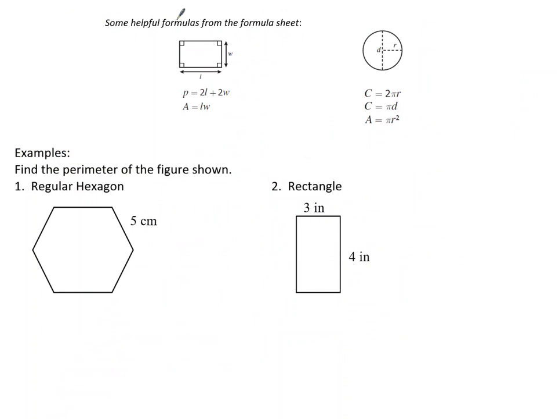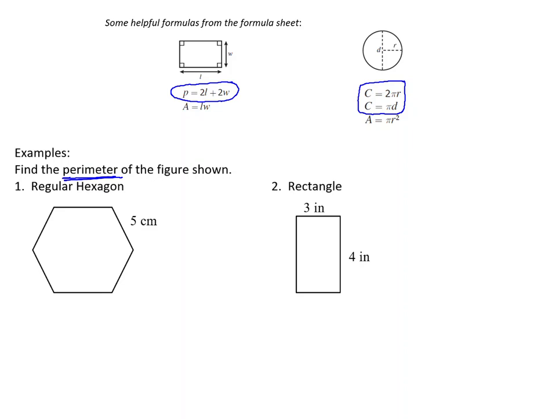Some helpful formulas from the formula sheet are these that we see here. Notice the P for perimeter in that formula and the C for circumference in those formulas. Let's take a look at some examples. Find the perimeter of the figure shown.